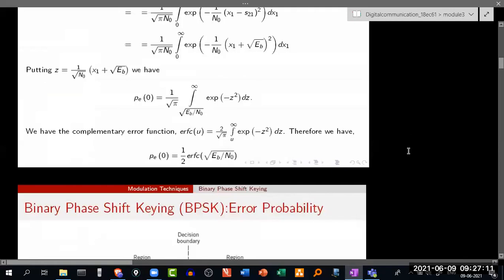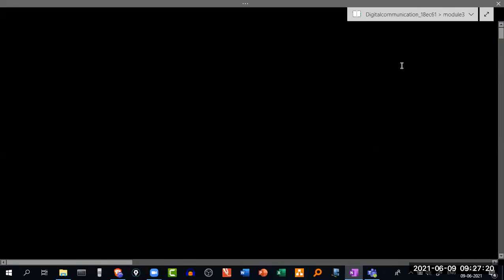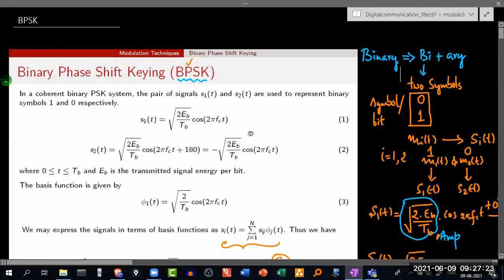So, in our previous class, we were going through BPSK. BPSK is an acronym for binary phase shift keying. Here we are using the term binary because it can be split into two terms, bi and ary, where bi represents two symbols. So in this communication scheme, we'll be making use of only two symbols or only two bits.